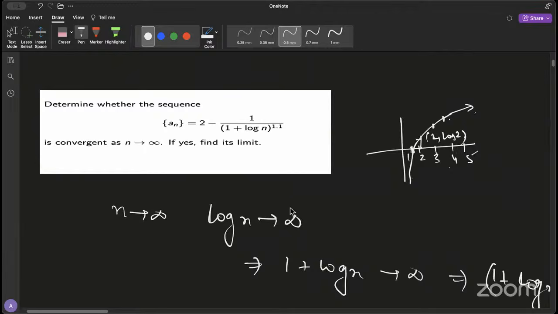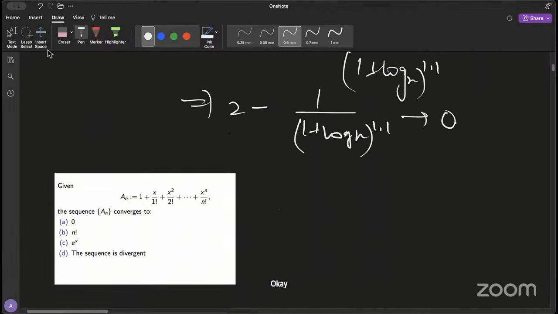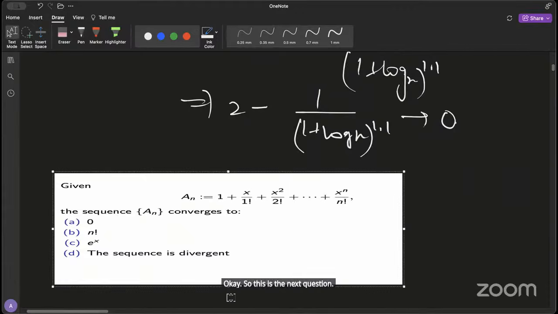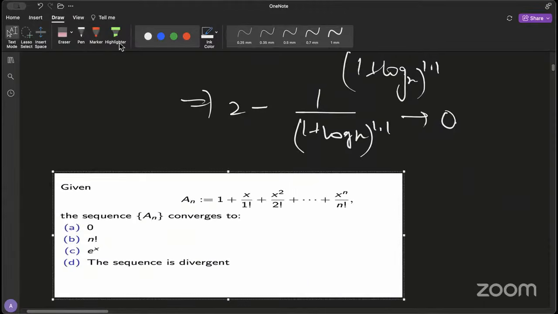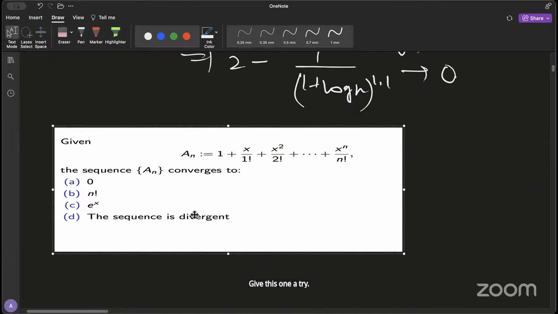Yes, ma'am. Okay. So this is the next question. Give this one a try. This is a direct identity that we've discussed in the last class.